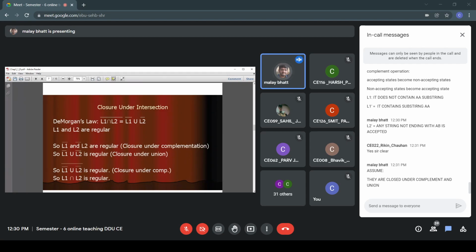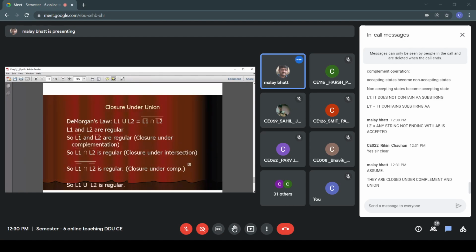Right? That is De Morgan's law. We know that (A intersection B) whole dash is equal to A dash union B dash, and similarly we have the reverse scenario. That is what we are using here: L1 intersection L2 is a regular language. That is what we can prove using the two assumptions. And similarly, we can prove it for the union. So now to prove it for the union, we'll make another two assumptions.